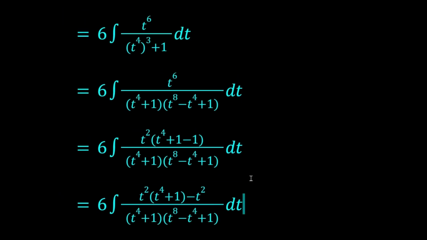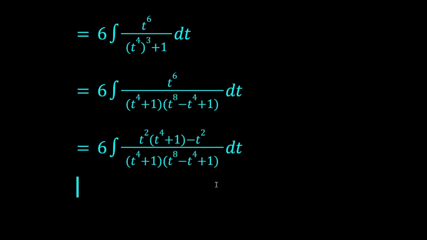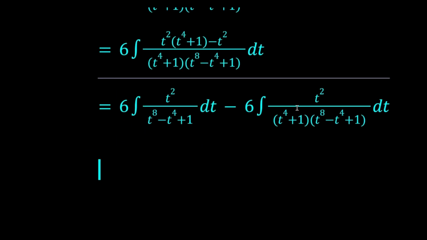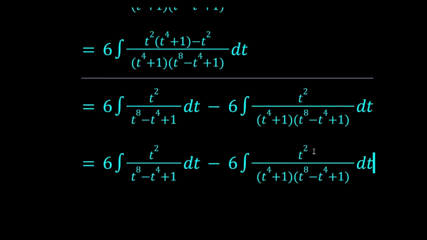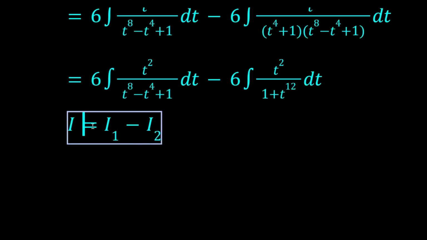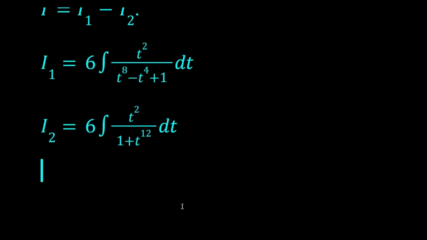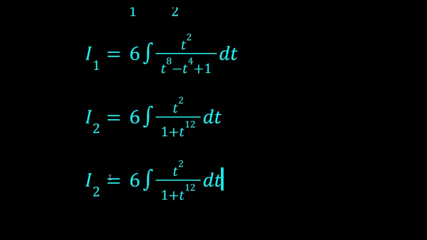And now we split up the integral into two parts, and those t to the 4 plus 1s will cancel. As for this second integral, the denominator is still the same as before. We can just replace it with t to the 12 plus 1. Okay, now we have two integrals. I'll define I1 as this first one, and I2 as the second one. Let's do I2 first, because it's a bit easier.